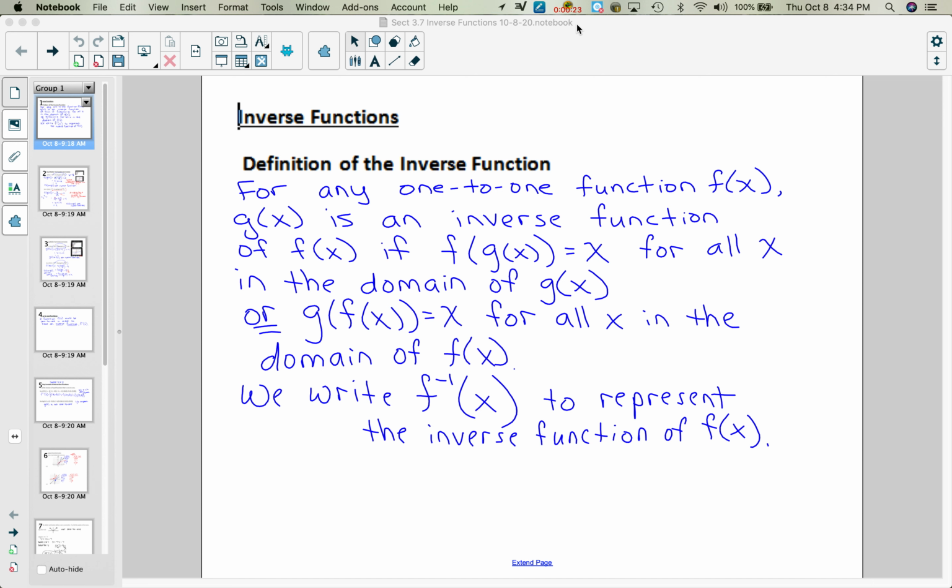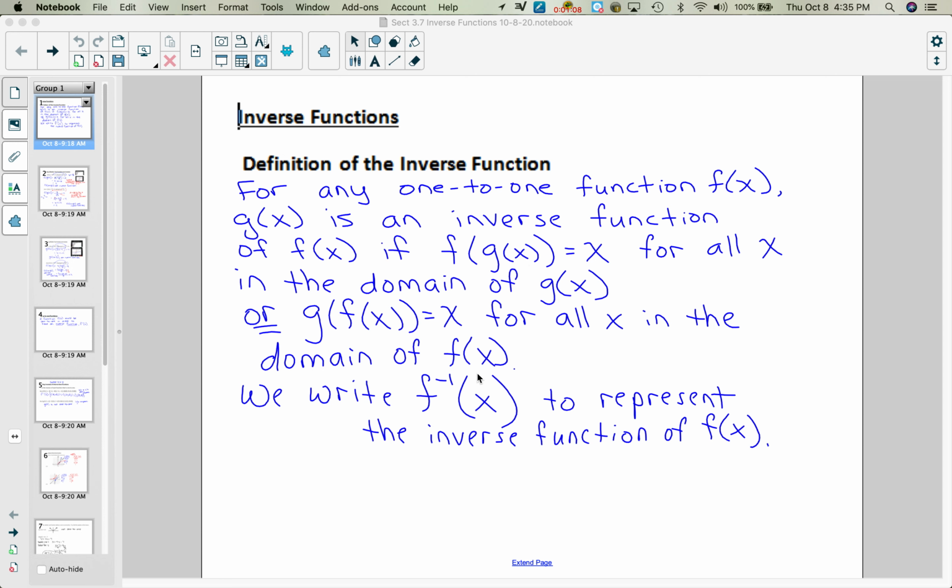So we have, for any one-to-one function f of x, g of x is an inverse function of f of x if the composition of functions, so if you do f of g of x and you get back x, if that's true for all x in the domain of g of x, or if you switch it around and you do g of f of x and you also get x for all x in the domain of f of x. So you're basically going to do a composition of functions and you want to get x back as an answer. And if you think about it, it makes sense because you're taking a function, you're doing something to x, and then you're taking another function, and if you get back what you started with, then that's the definition of an inverse, because you're undoing what you did.